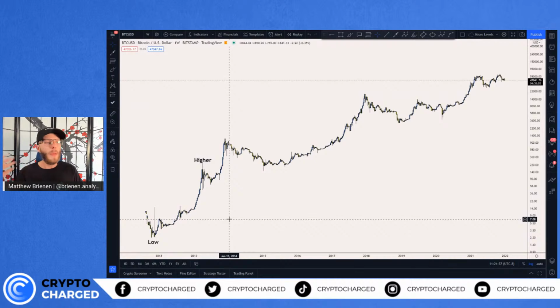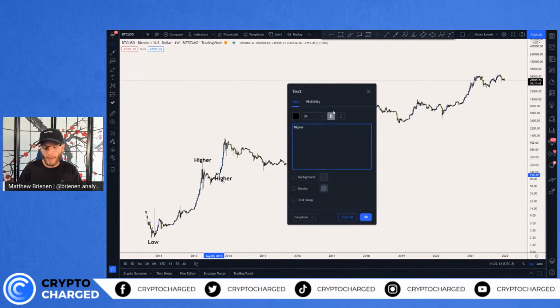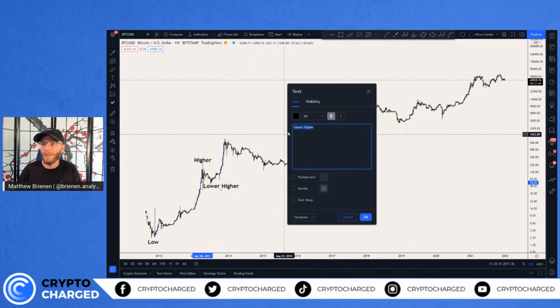Now, after you make a high, price never moves straight up in one direction. Price will pull backwards, and that's healthy in an uptrend, because the next thing that we want to see after we make a high is a low, but we want to see that low made at a higher level than the previous low. So this will be considered a higher low.